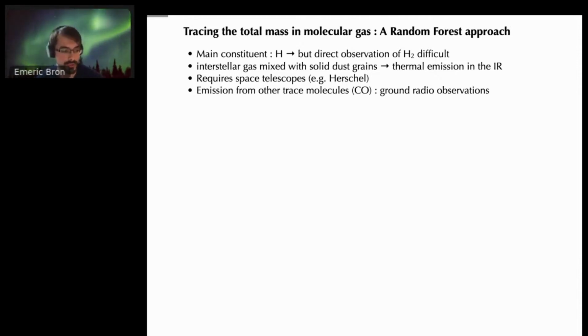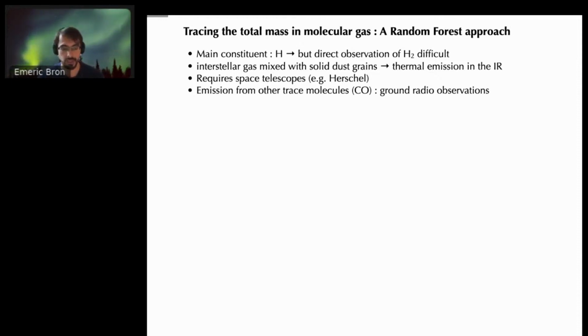And so the way the total quantity of matter is usually measured is most often using the fact that interstellar gas is mixed with dust grains with roughly, at least, constant abundance ratio. Those dust grains emit thermally in the infrared, so we can observe this emission and deduce the total quantity of gas. Of course, the limitation of this is that to observe the infrared domain we need space telescopes, for instance Herschel, and we don't have them anymore currently.